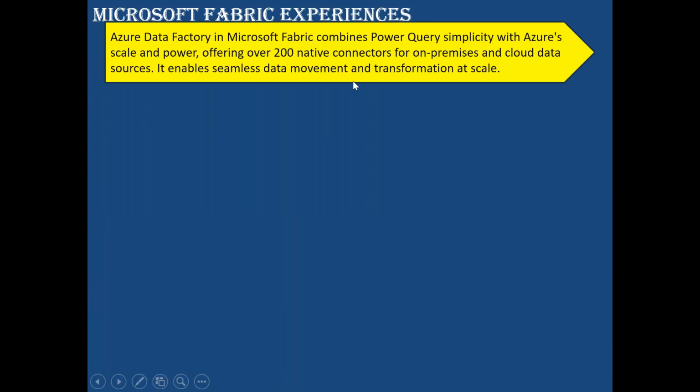First we have Azure Data Factory in Microsoft Fabric. It combines Power Query simplicity with Azure scale and power, offering over 200 native connectors for on-premise and cloud data sources. It enables seamless data movement and transformation at scale. Meaning Data Factory has 200-plus inbuilt connectors that we can use to bring the data from 200 different source systems.